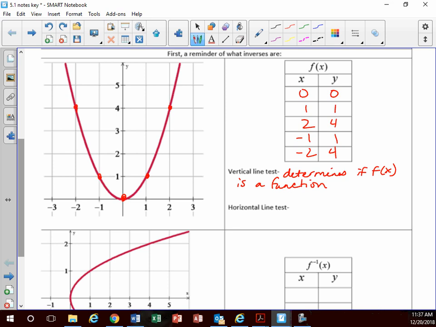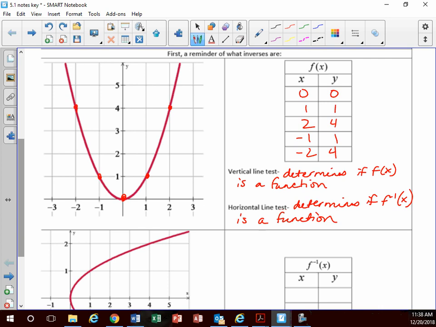Do you guys remember the horizontal line test? Yes? What does it tell us? Right, so it determines if the inverse of f of x is a function. So looking at our f of x, is the inverse going to be a function? No.